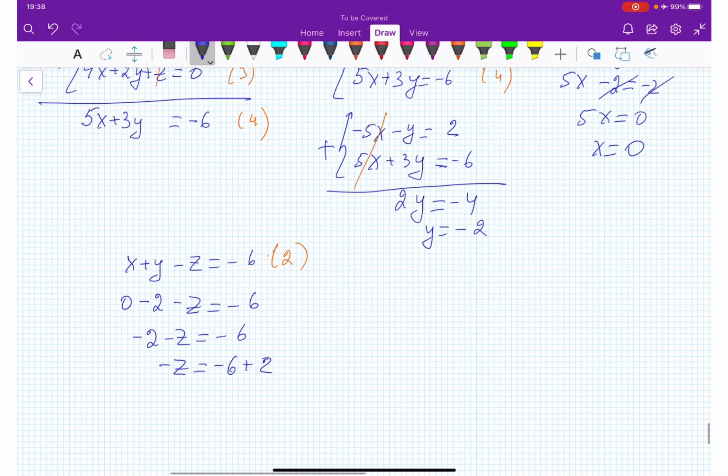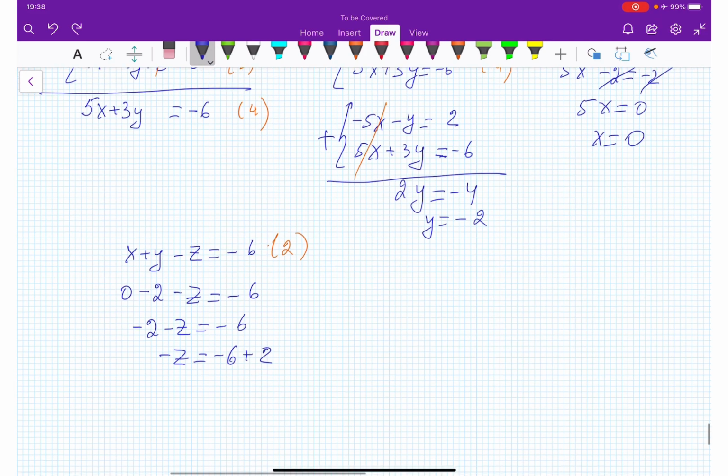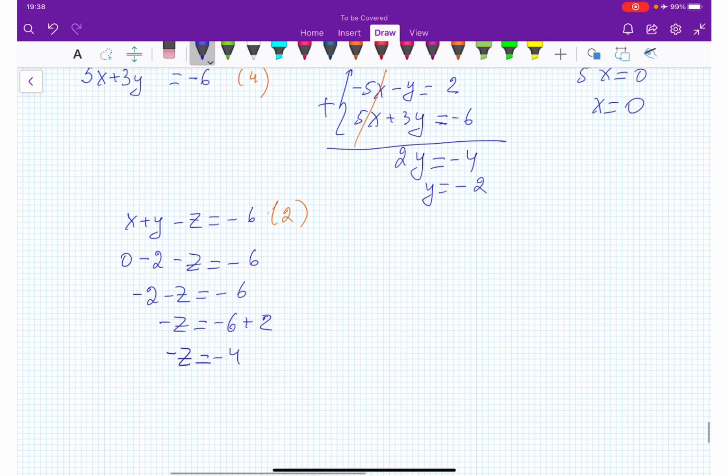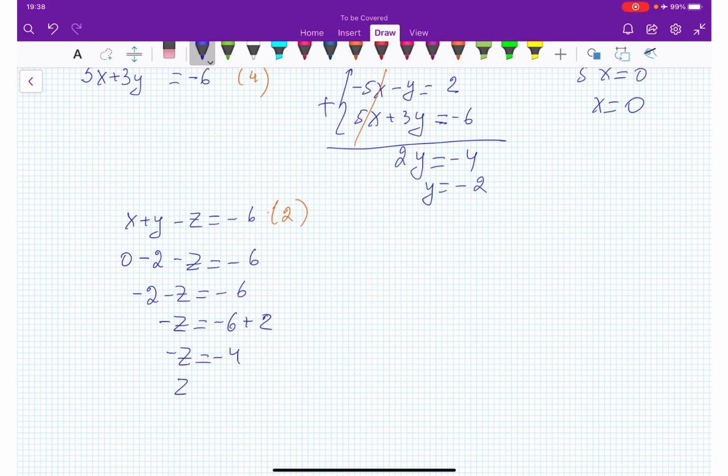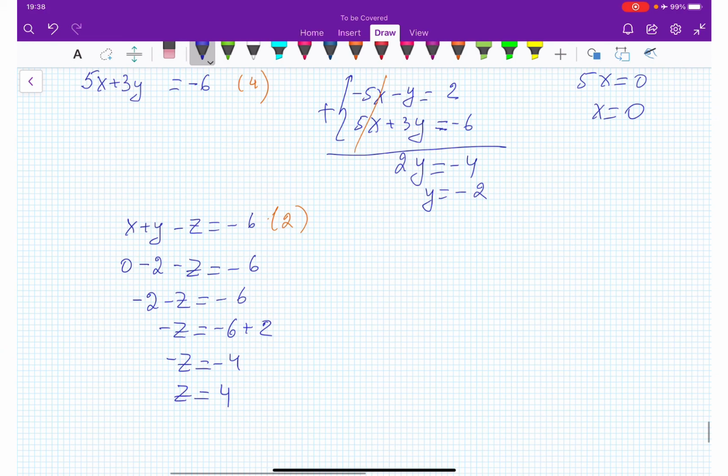If you wonder why I didn't move z to the other side, it's because I saw the number here also getting negative. So I'll just drop the negatives on both sides. Negative z is equal negative 4. Since on both sides I'm dropping, z is equal positive 4. And this is the answer. So we have 0, negative 2, and 4. One more time, let me repeat that you place the answer by alphabet X, Y, Z.